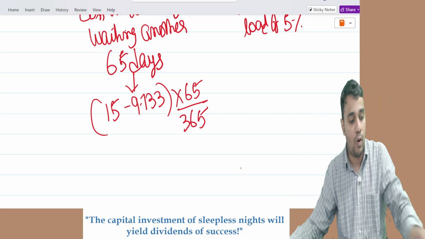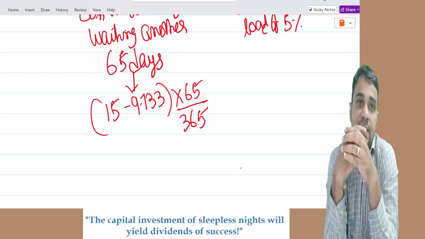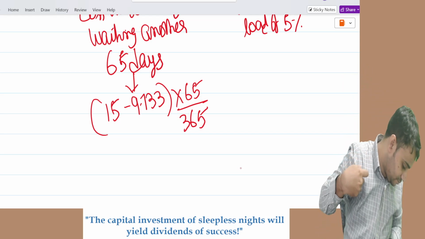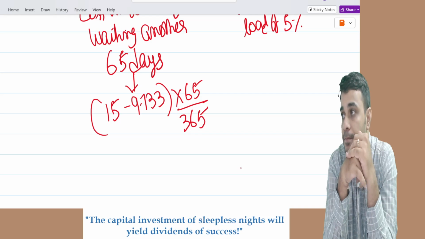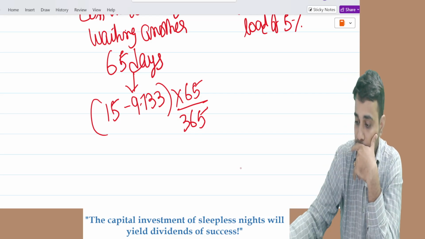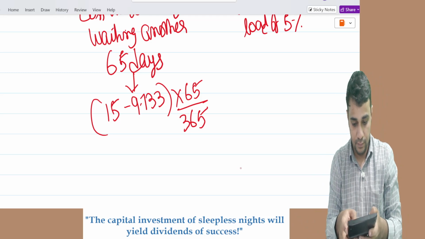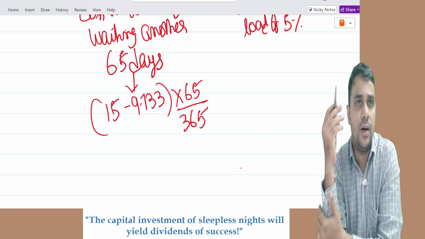Now we will take a call which is okay to do. 15 minus 9.733 into 65 by 365. What is the loss in return? Point. I am not going to incur exit load.